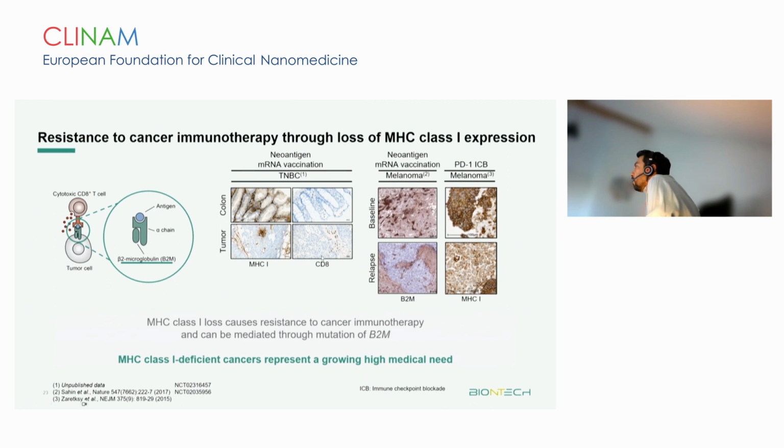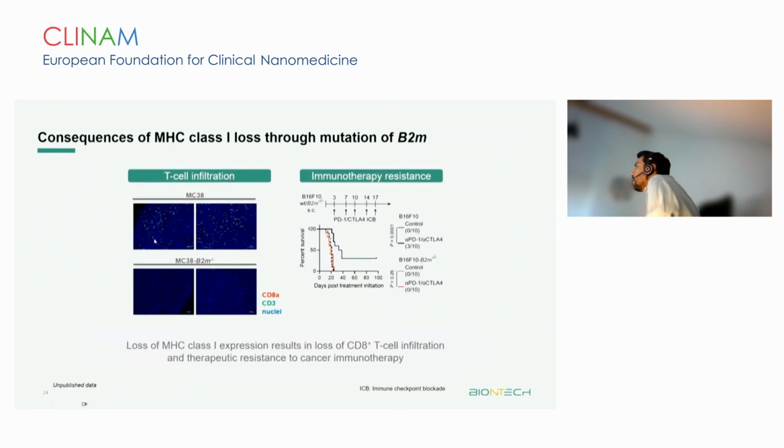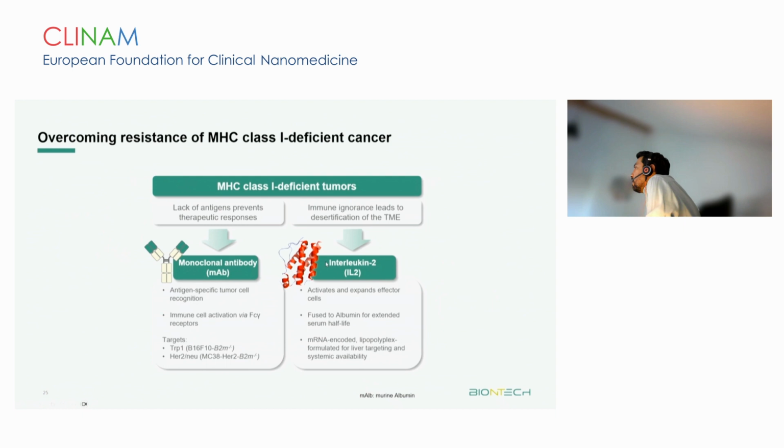What are we doing for this? And this is also what we showed. We generated some beta-2M knockout mouse models to mimic this. And interestingly, the checkpoint inhibitors are not really working very well in these models. So what we did is we combined a monoclonal antibody approach against the tumor antigen with an mRNA-encoded IL-2 that is formulated in lipid nanoparticles for liver targeting and high systemic availability.